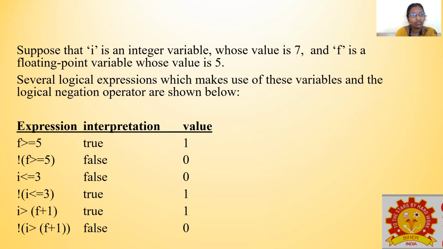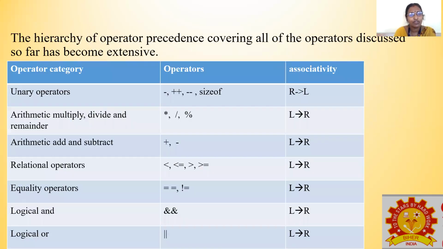i greater than f plus 1. Yes, i is greater than f plus 1, so it becomes true. Not, the negation of i greater than f plus 1: the previous expression is true, so negation of the whole becomes false. Now the hierarchy of operator precedence covering all operators. So far what we discussed is given below along with the associativity.